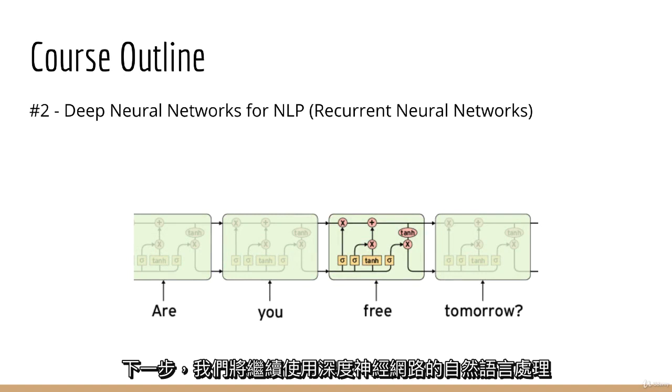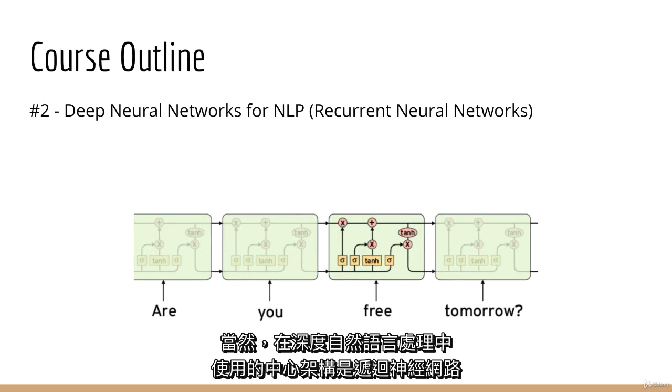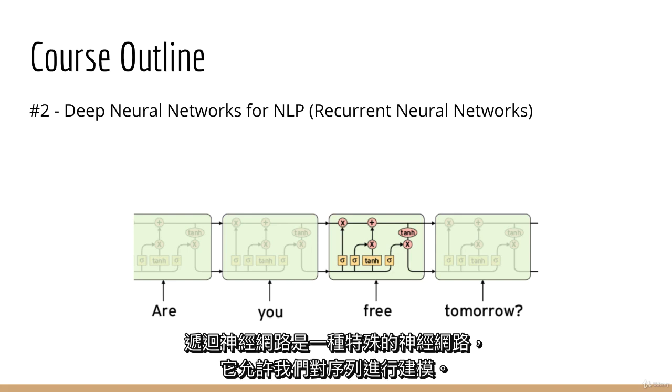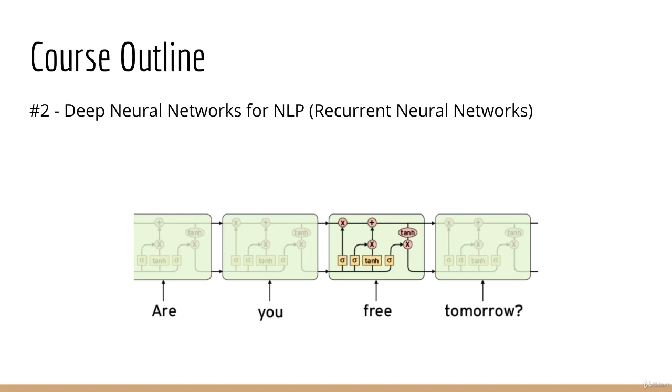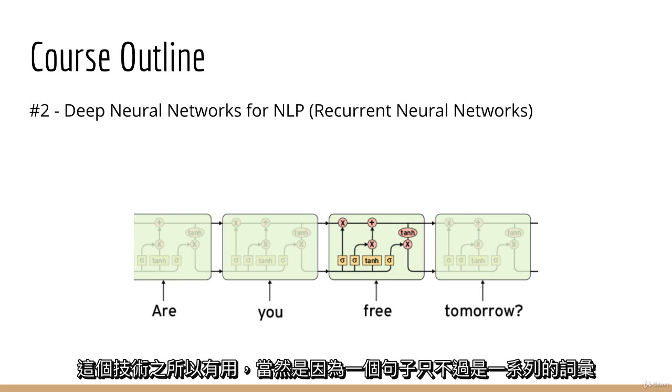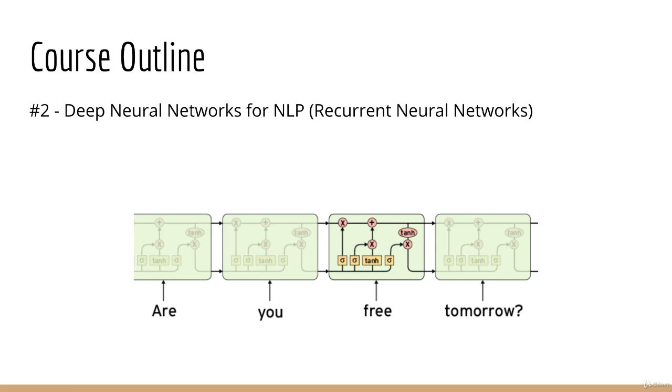Next, we'll move on to using deep neural networks for NLP. Of course, the central architecture used in deep NLP is the RNN, the recurrent neural network. Recurrent neural networks are special kinds of neural networks that allow us to model sequences. And the reason why that's useful, of course, is because a sentence is nothing but a sequence of words.